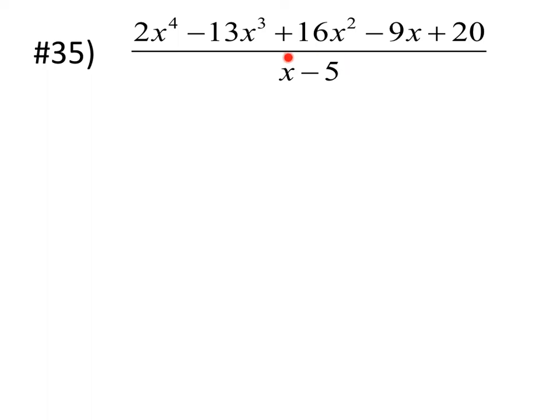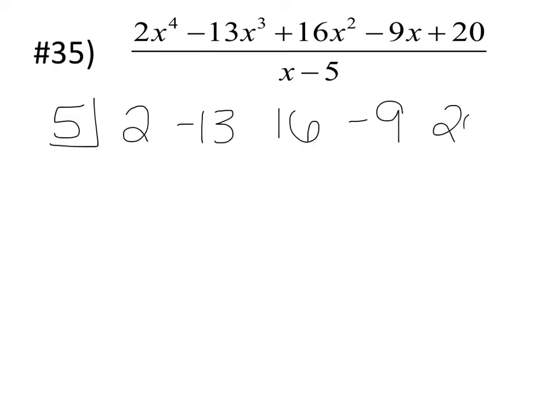Again, because we're dividing by just x minus 5, we can do this synthetically. A positive 5 is going to go here. Check your exponents: 4, 3, 2, 1, 0. Good. So we go 2, then negative 13, then 16, then negative 9, and then 20.